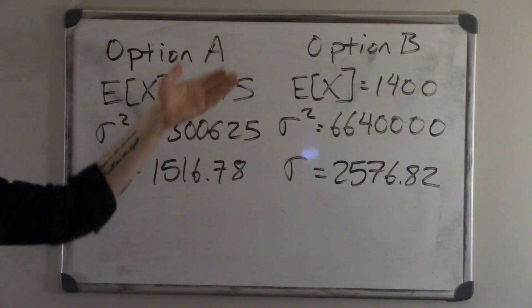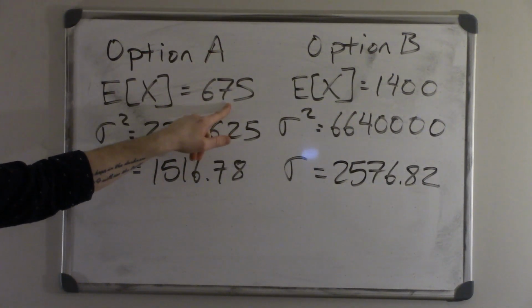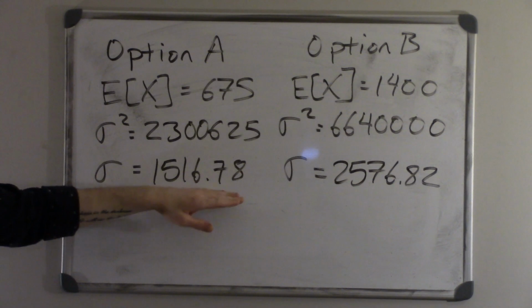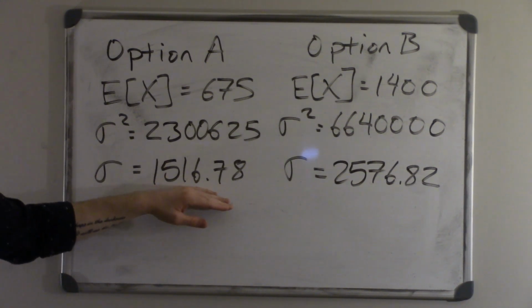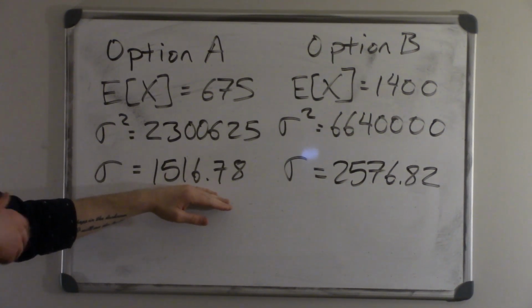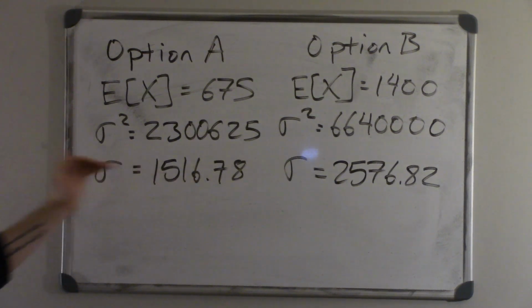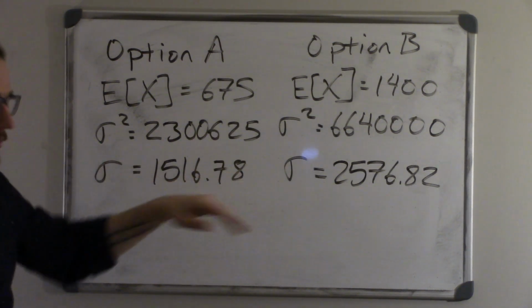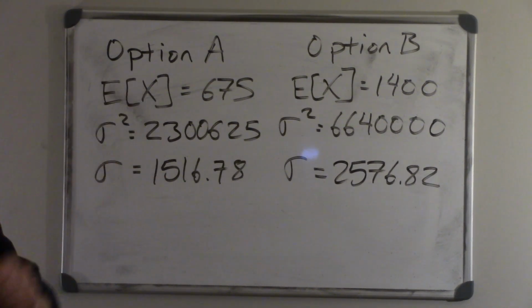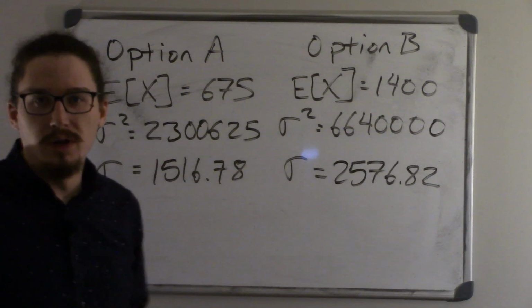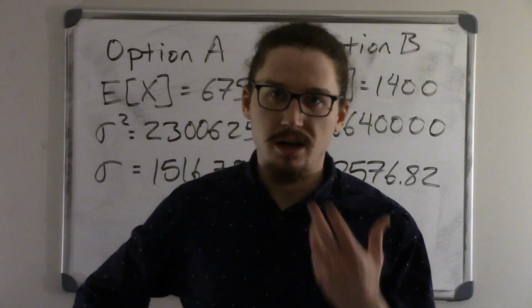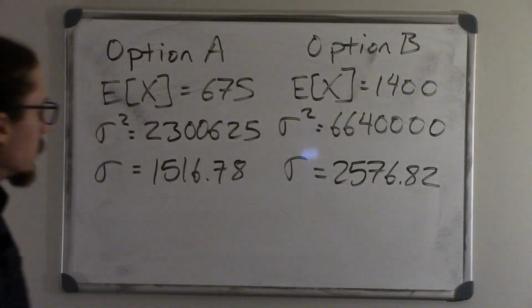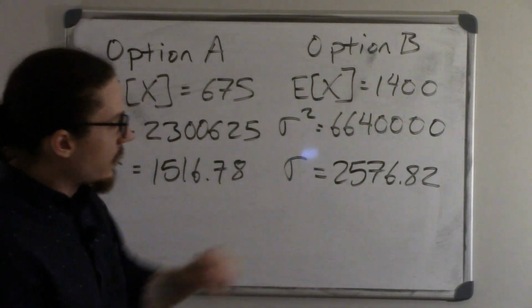$1,516.78, so that's saying that we're going to likely oscillate around this number, and most of the time either be about $1,500 below 675, so negative $900, or about $1,500 above, so around $2,100, in our profits. So that's what it's telling us.